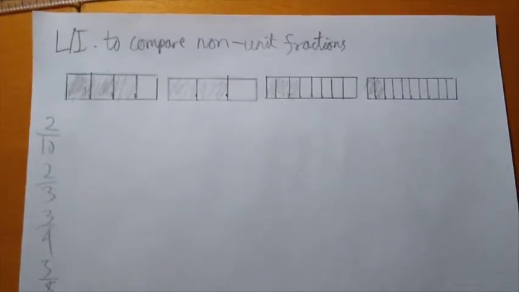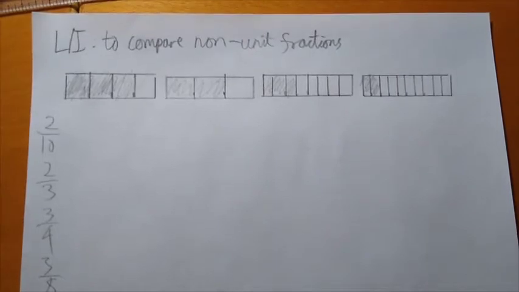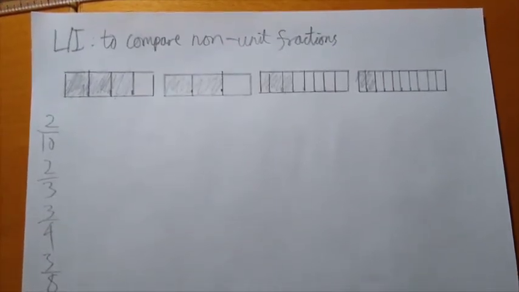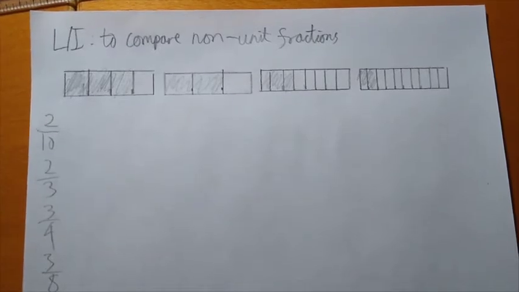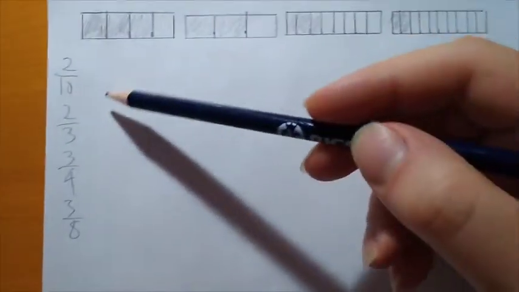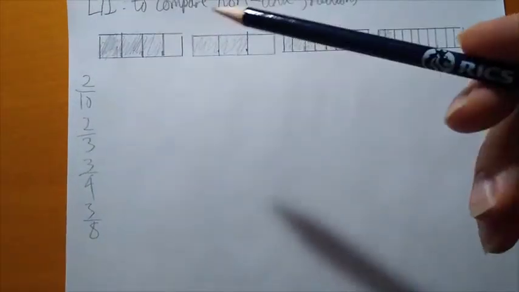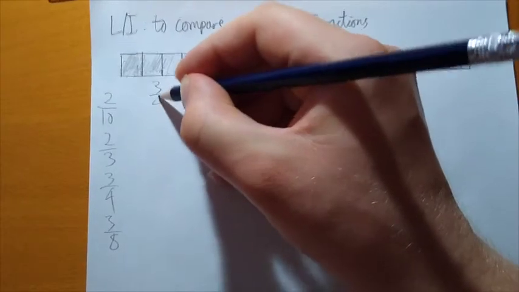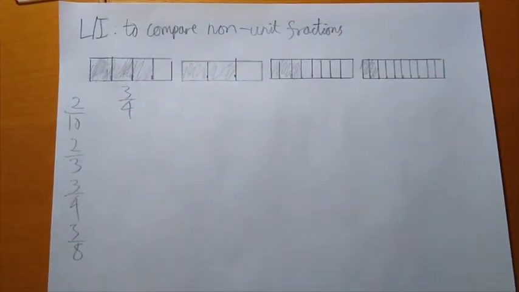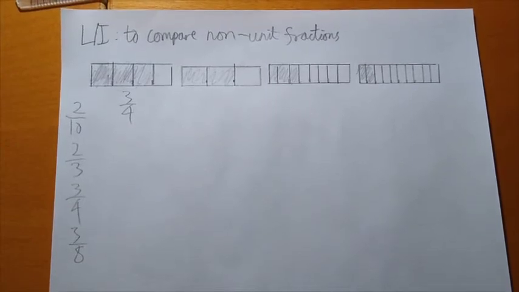So what we have here are 4 bar charts. Each of them is a different fraction, and different parts of the models have been shaded in. I'm going to ask you to match these 4 fractions that you see here to these bar charts. For example here, this one is 3/4. Let's see how you do on the rest of these bar charts. Please pause the video here whilst you attempt these questions.